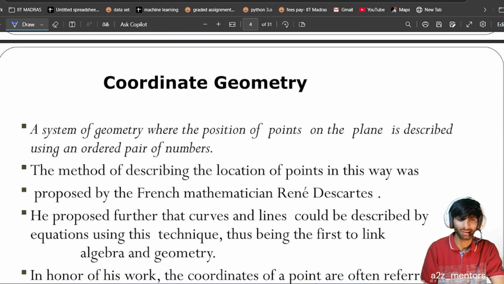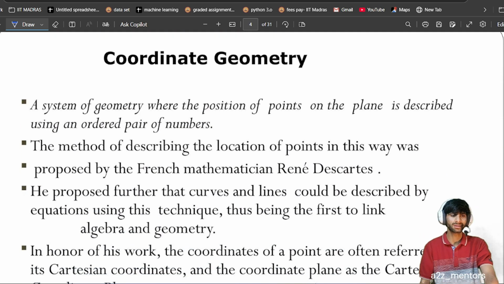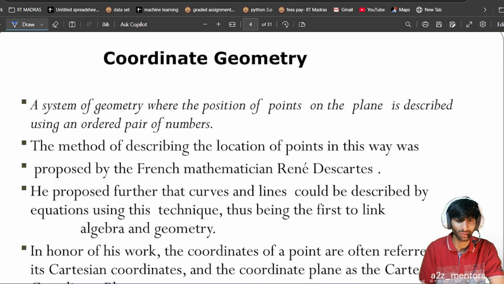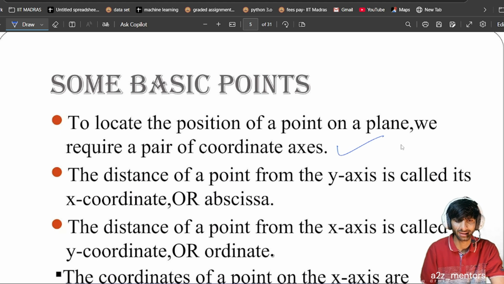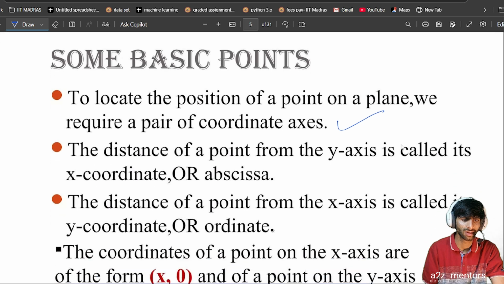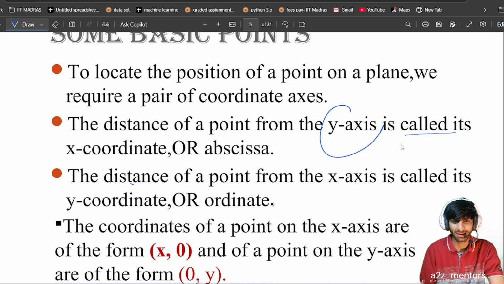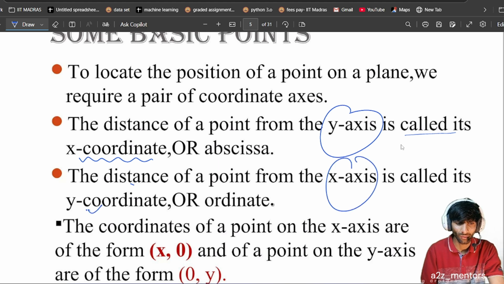What do you mean by coordinate geometry? This is a system of geometry where the position of a point on a plane is described using an ordered pair of numbers. The numbers you have usually seen in coordinate geometry are x and y. Some basic pointers: to locate the position of a point on a plane, we require a pair of coordinate axes, the x-axis and y-axis. The distance of a point from the y-axis we call the x coordinate, and the distance of a point from the x-axis we call the y ordinate.